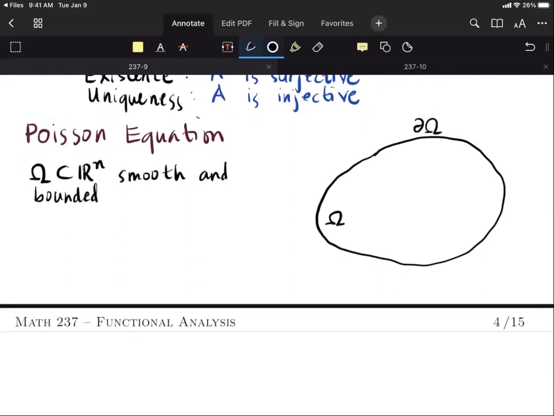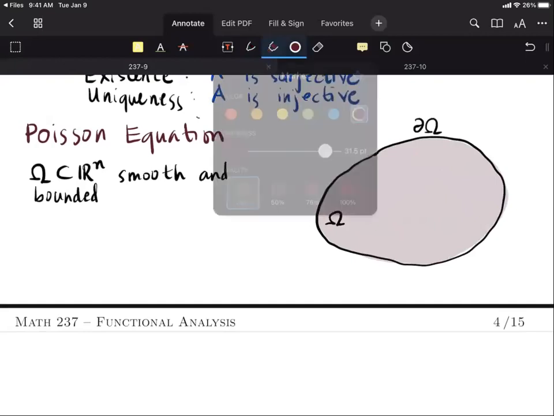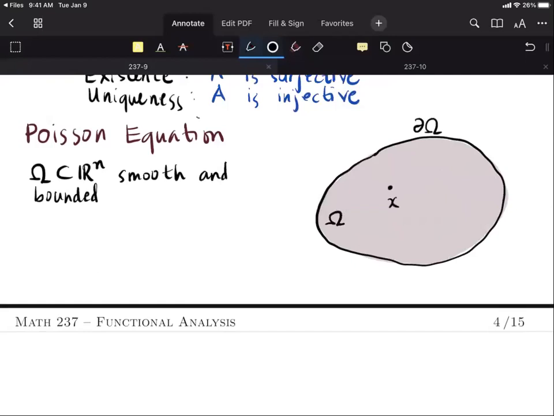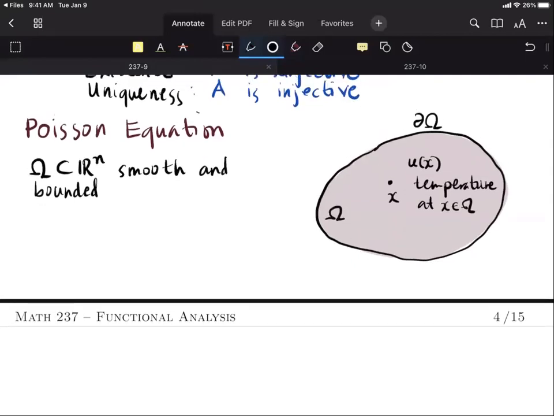And you can think of, let's say, you have some sort of a temperature distribution. So think of a solid body, and in this solid, you have a temperature at a particular point, let's say x. So let's say u of x would be the temperature at the point x in omega. So at a given point, we suppose that we have an assigned temperature. Of course, here we assume that the object or the material is a continuum.